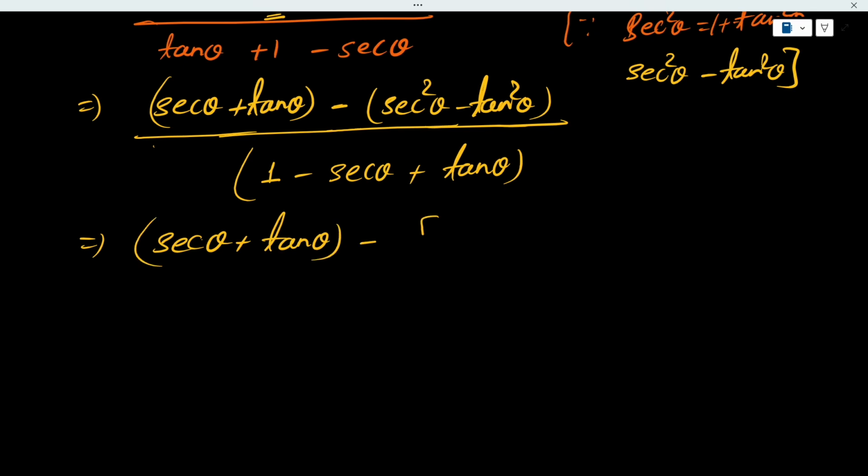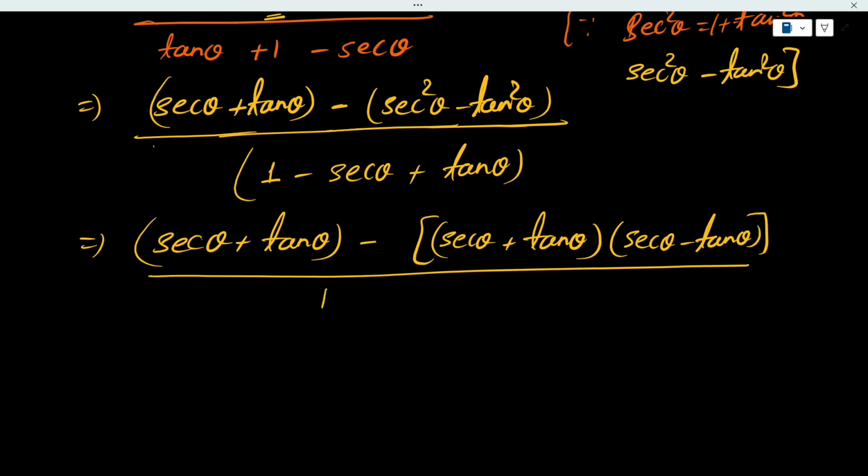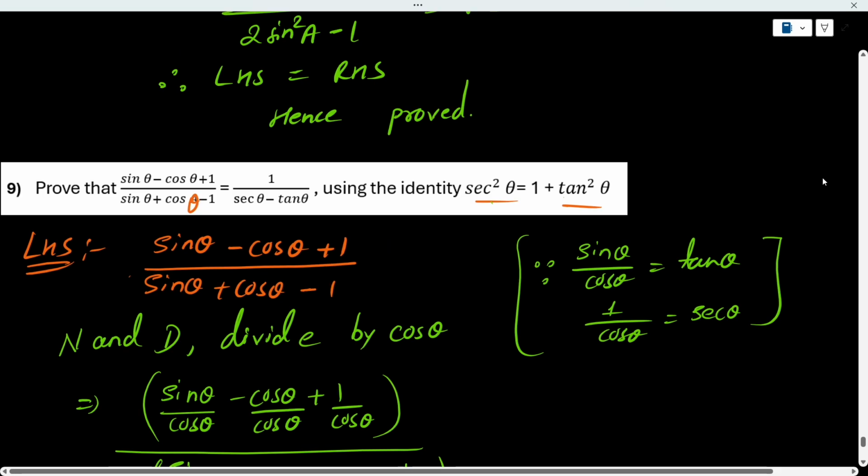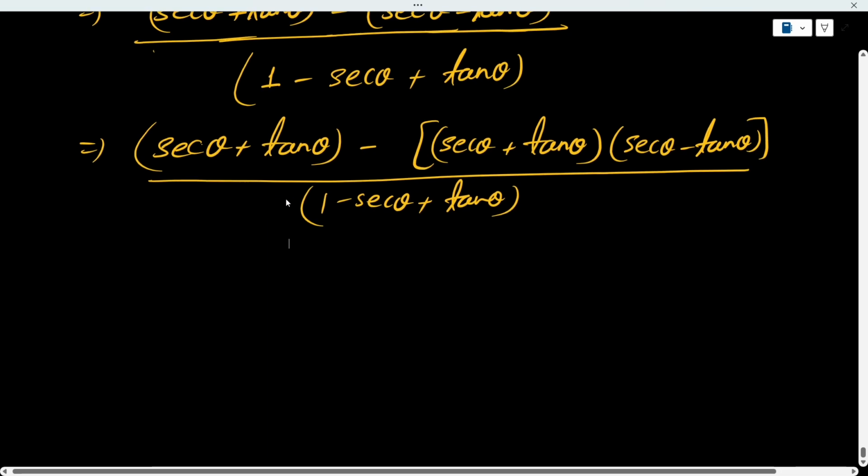Now in the numerator, the first term remains as it is, the first bracket sec theta plus tan theta. In the second one, I can use the a square minus b square identity, so this is sec theta plus tan theta times sec theta minus tan theta, over 1 minus sec theta plus tan theta as it is. Now, on the right hand side you don't see any denominator, there is 1 in the numerator.